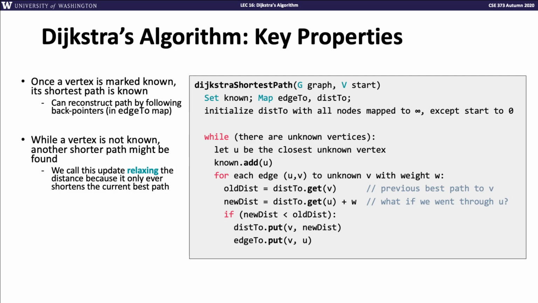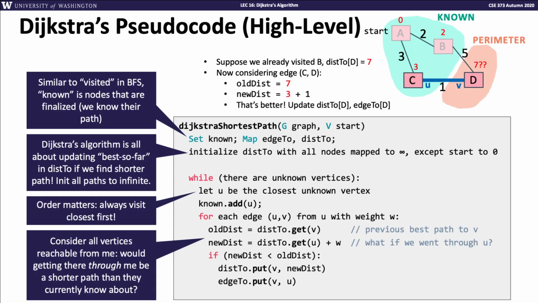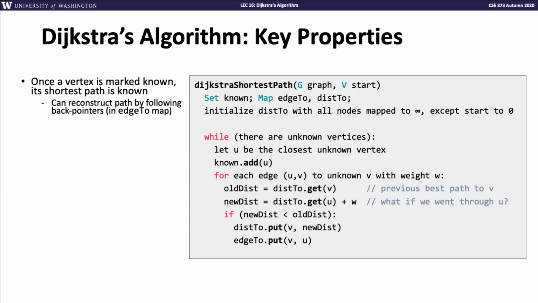However, we do know, in some sense, an upper bound on the shortest path. In that example before, when I knew that there was a path to D through B, I knew at most the distance to D was 7. There might have been an even shorter path, which I haven't found yet. That's okay, but I know this upper bound. That's one of those ideas.